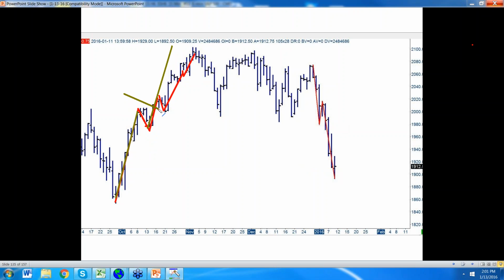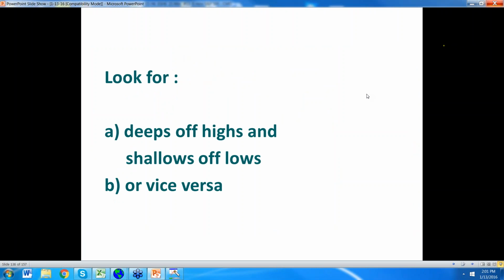This is a daily chart. This is back in October. So once that happens, these several days, think long. Make sense? Again, we're talking about a simple chart pattern here. So what do we look for? We want to look for deeps off the highs and shallows off the lows, or vice versa: shallows off the highs and deeps off the lows.